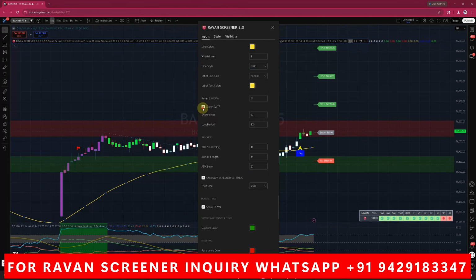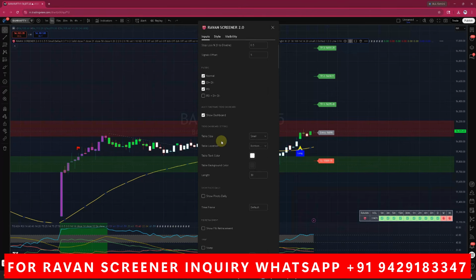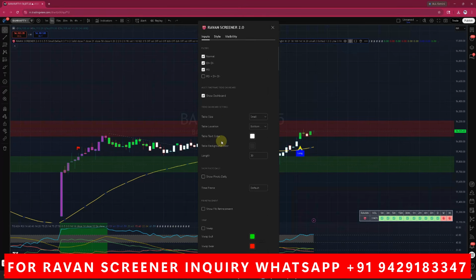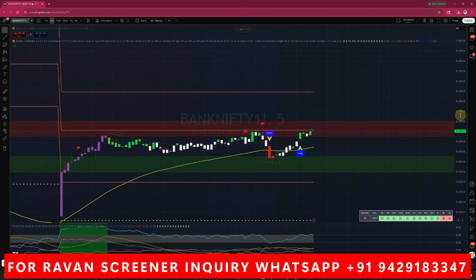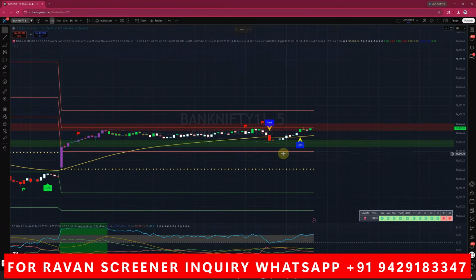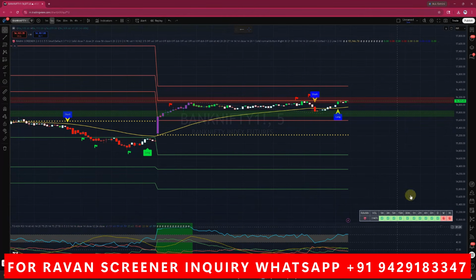Currently I am just hiding that entry target stop loss, and let me show you how those who want to use pivot or Fibonacci retracement can activate and use it. You can see here in the Ravan Screener settings, show pivot points daily. Once you click on this, the pivot points will be plotted on the chart with three resistance and three support zones. You can see here, right? These are the pivot points. This is the center pivot. These are the three resistance, and these are the three supports below that. So those who want to use pivot points, you can just activate it and use it accordingly.